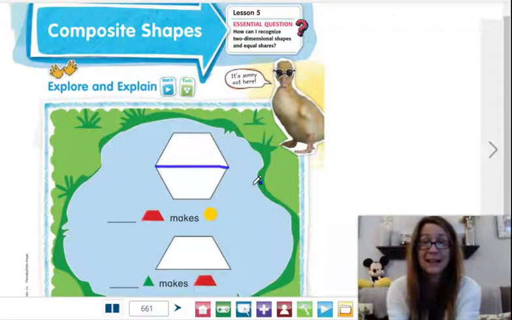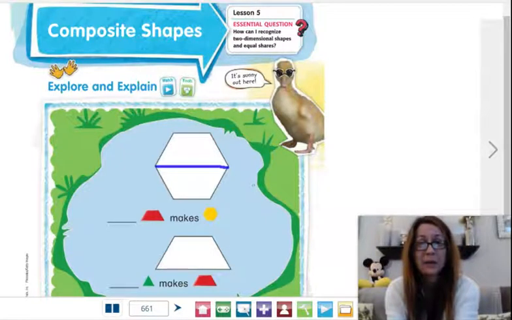of this hexagon, then we see we have 2 trapezoids now. So for this shape, we can take 2 trapezoids, put them together to make a hexagon. So I am going to write a number 2 on this line because 2 trapezoids make our hexagon.